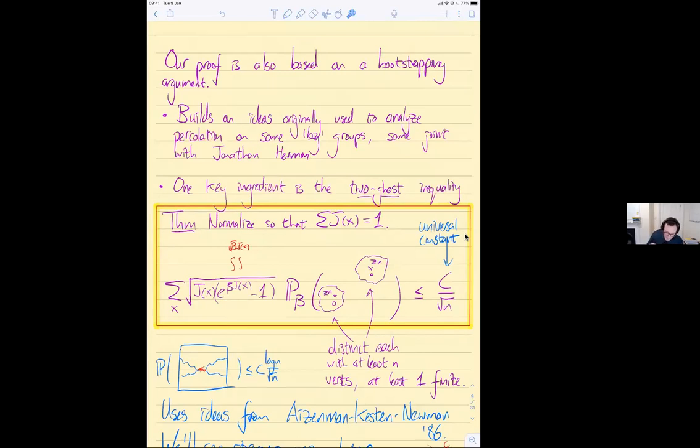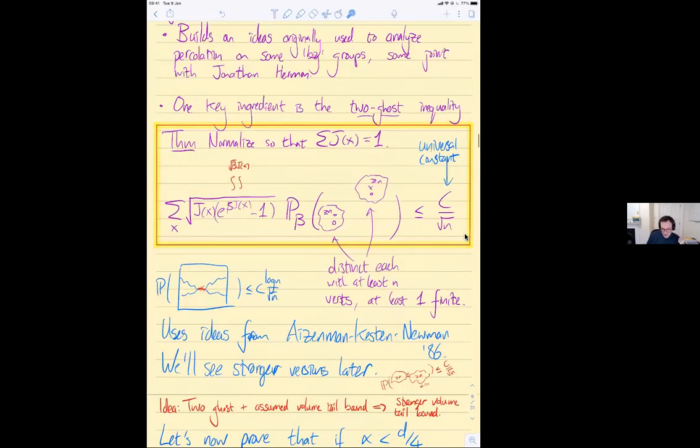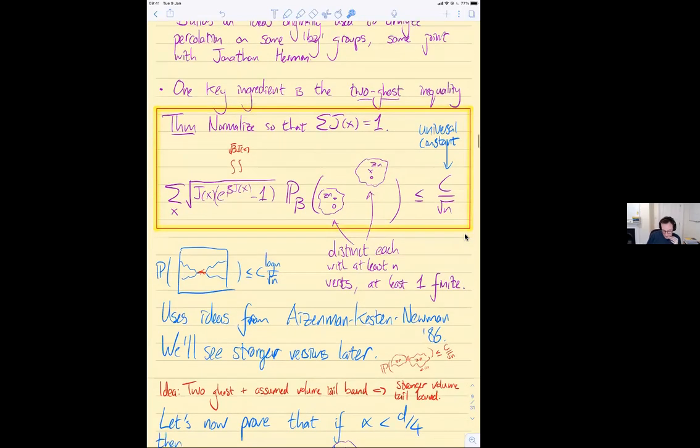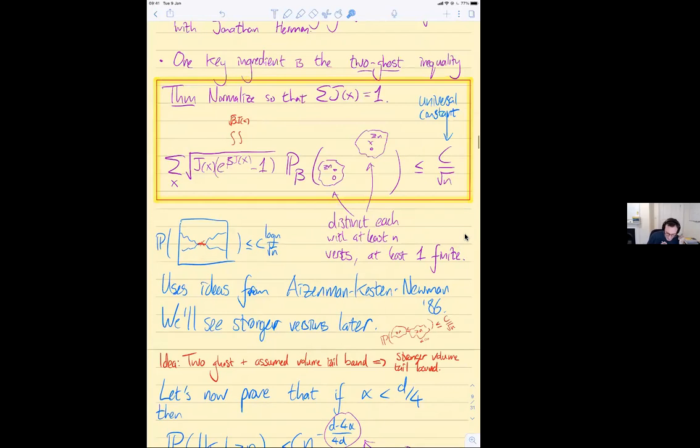And one key idea going into the proof is what I call the two-ghost inequality. Where does this come from? Well, in 1986, Aizenman, Kesten, and Newman proved that there is at most one infinite cluster in supercritical percolation on Z^d. Okay, and they were the first to do it.